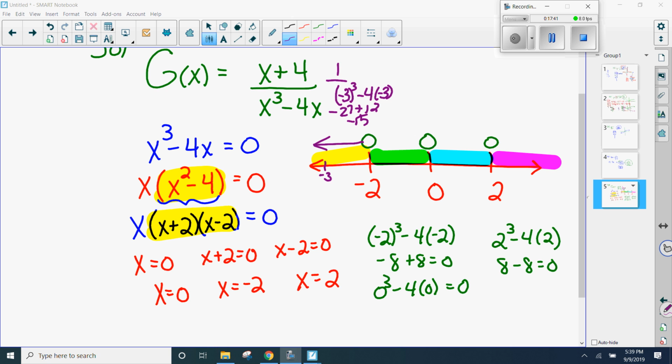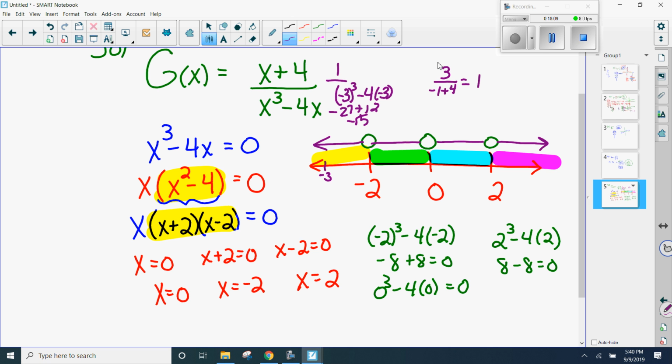You pick a value such as negative 1, and if you put negative 1 in the numerator, negative 1 plus 4 is 3. If you put negative 1 in the denominator, negative 1 cubed is negative 1. Negative 4 times negative 1 is positive 4. You get 3 over 3, which is 1. Yes, that provides you with a solution. If you put 1 in, you're going to get a solution. If you put a value over here in the purple interval, such as 3, that's going to give you a solution.